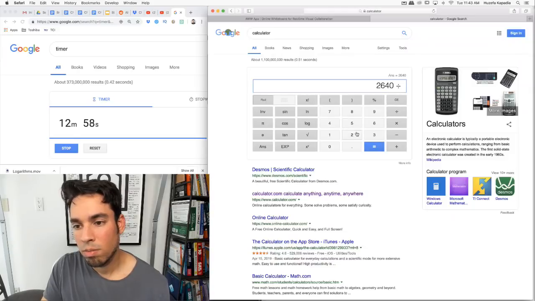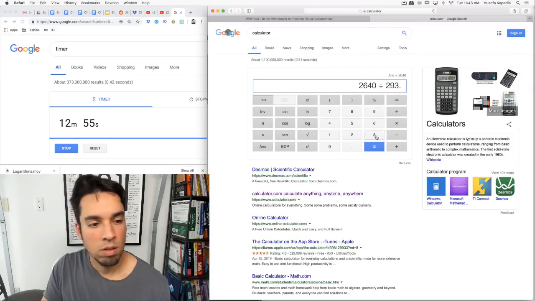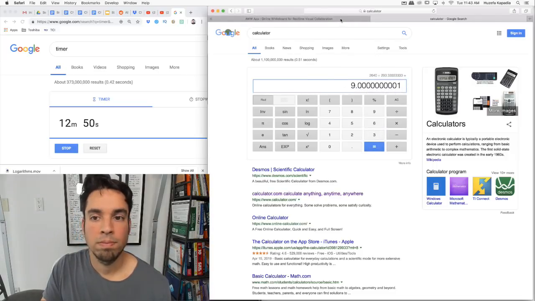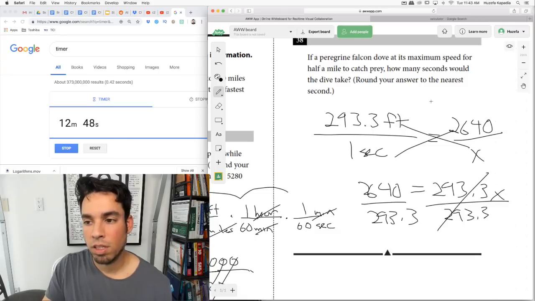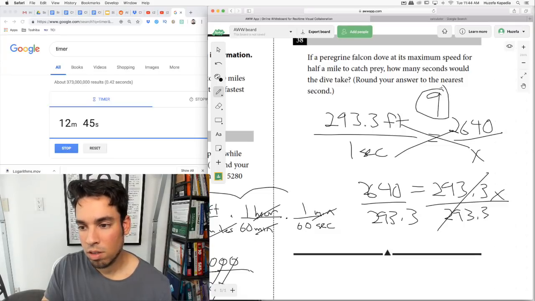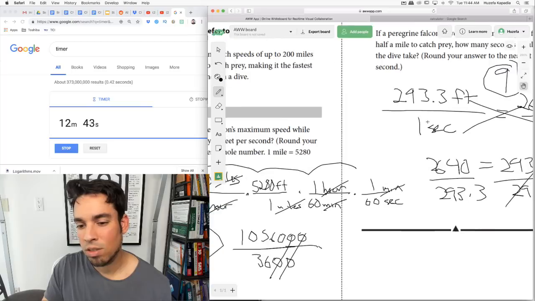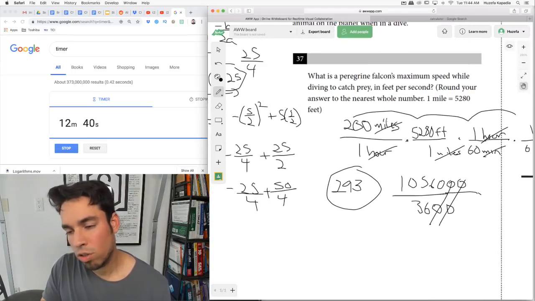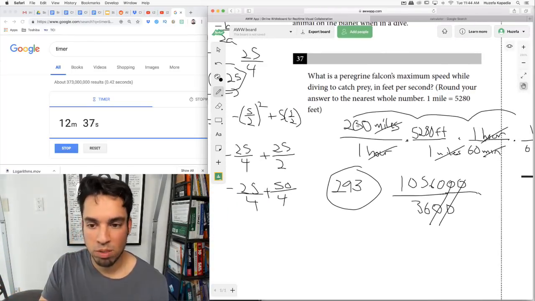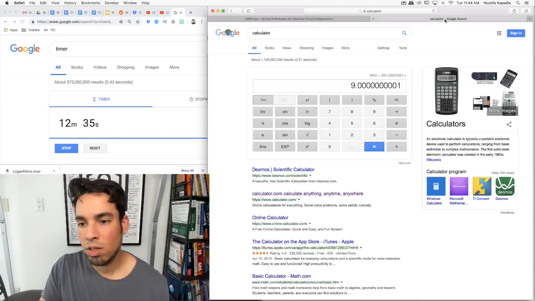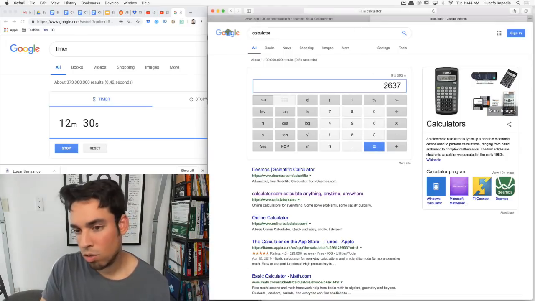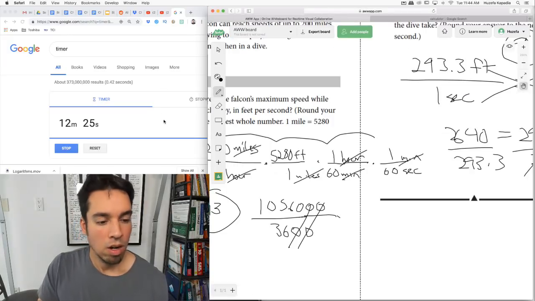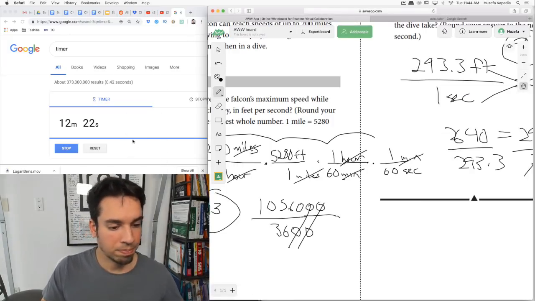640. 33333, whatever it is. It's 9. Round your answer to the nearest second. So 9 seconds. Does that make sense? Hold on. So it goes 293 feet per second. So what's 9 times 293? Yeah, it's about half a mile. 5,280 should be 2,640, so it's pretty close. I'd say that's good. Okay, now I'm going to call it there.